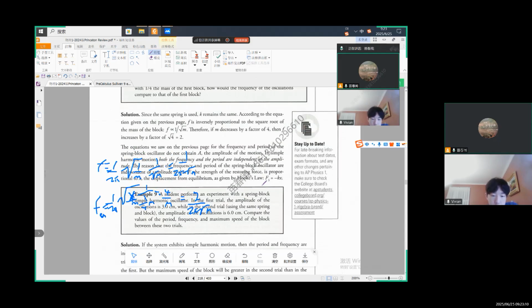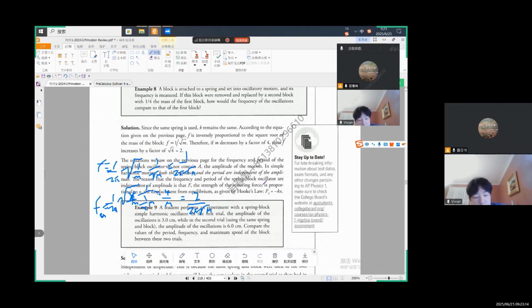And let's say 9. Example 9. The student performs an experiment with string blocks. They put an oscillation that's 3 centimeters long.